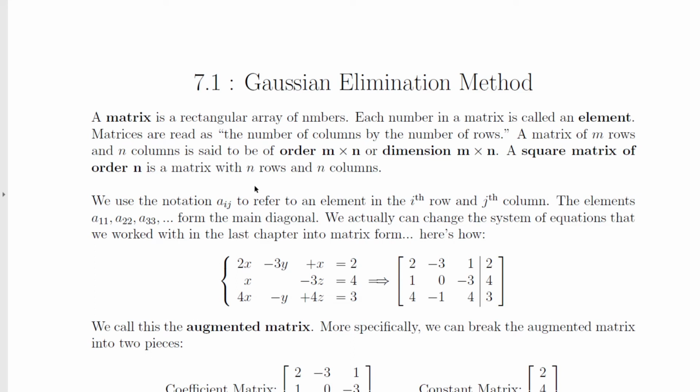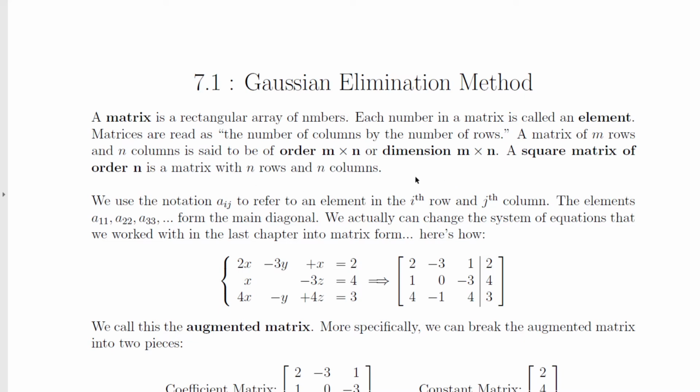A lot of what we've been doing up to this point in chapter 6 was dealing with systems of equations. Now, there is a really cool method that we can use to re-represent all of those systems of equations as just numbers. So that is pretty much where a matrix comes in. A matrix is just a rectangular array of numbers.